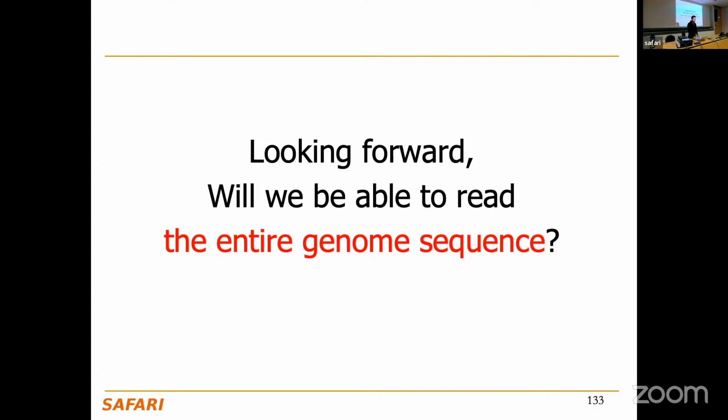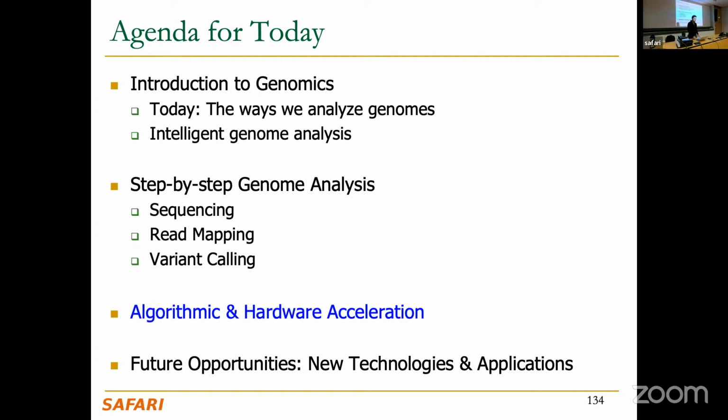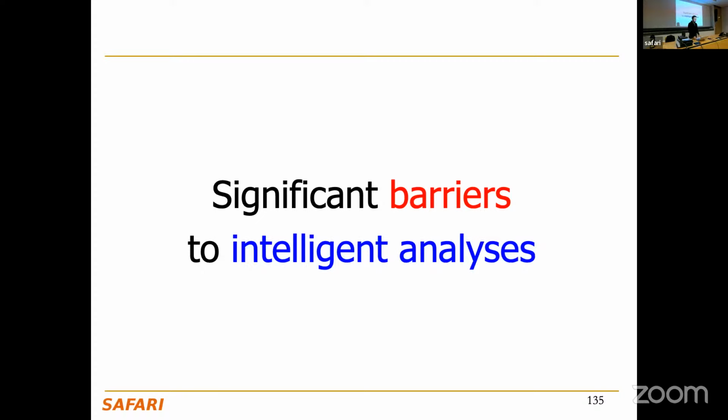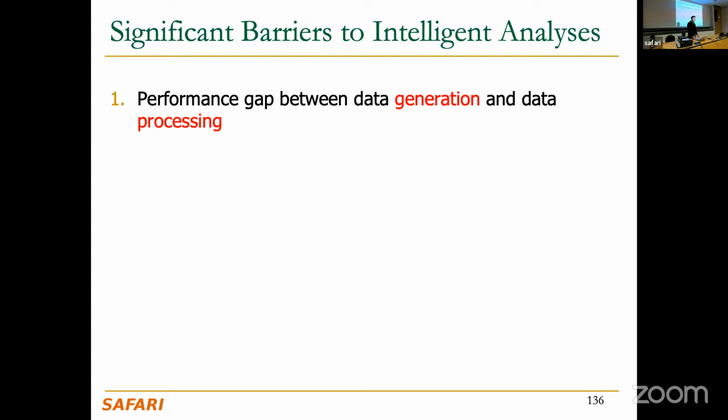Right, so this brings me to perhaps the last part of the lecture today, the algorithmic and hardware acceleration that we've been doing nowadays. So basically, today there are significant barriers to achieving intelligent analysis. And one main reason for that barrier is the performance gap between the data generation and the data processing.